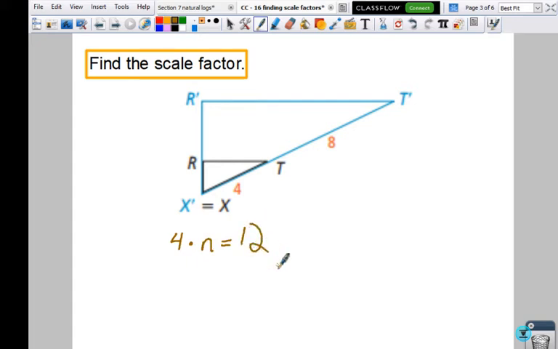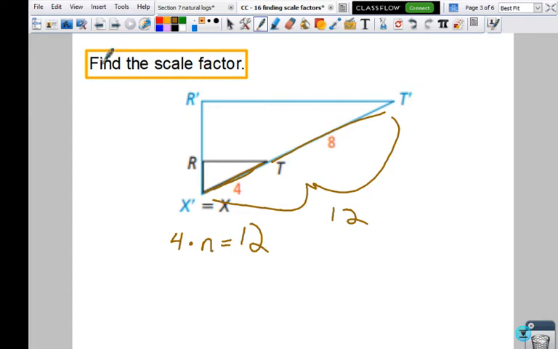So 4 is my pre-image. That's a little piece right here, and you've got to be careful. We need the entire bottom right side of this triangle. My bottom right side is not just 8 right here. It is the entire thing, which is 12. So watch out, that one was a little sneaky. It sneaked me out pretty good.